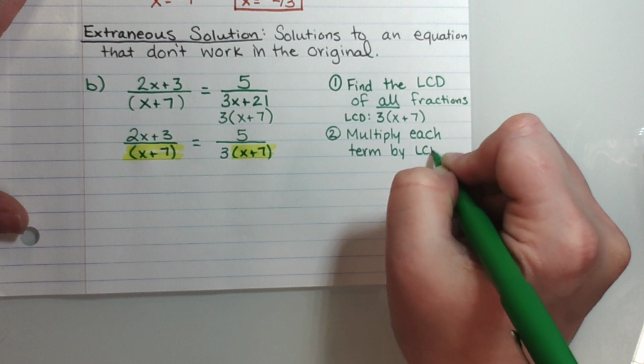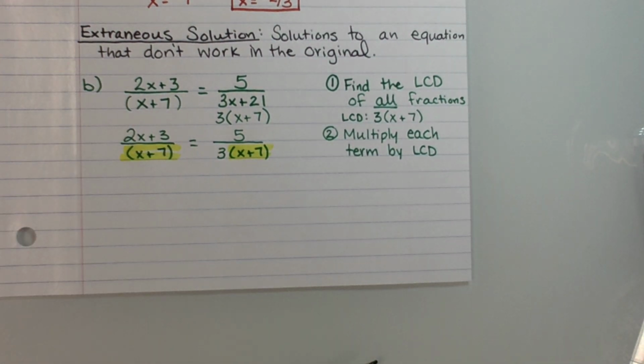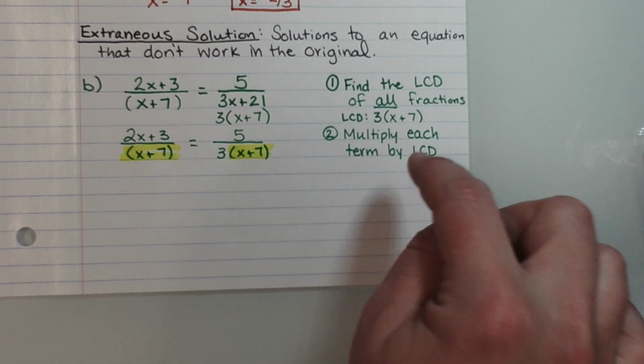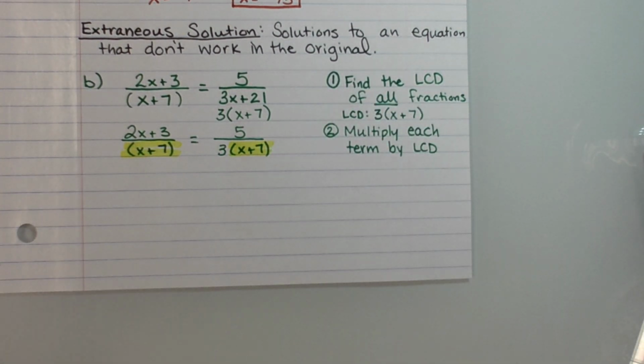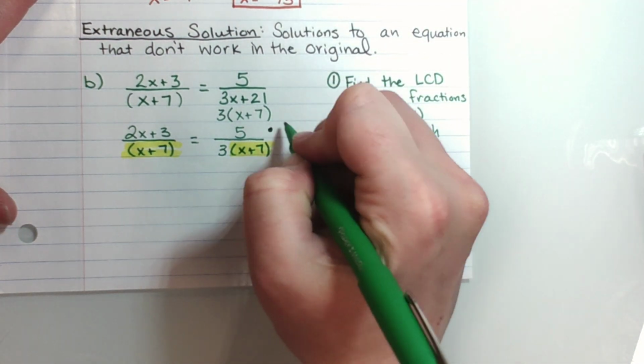Step 2. Multiply each term, each fraction, by the least common denominator. Now note, I did not say by top and bottom. I did not say by what they were missing from the least common denominator. This is where it mixes people up the most. Now when you multiply by a fraction, technically you're multiplying by something over 1 by the fraction, which means in all technicality it's only being multiplied by the top.